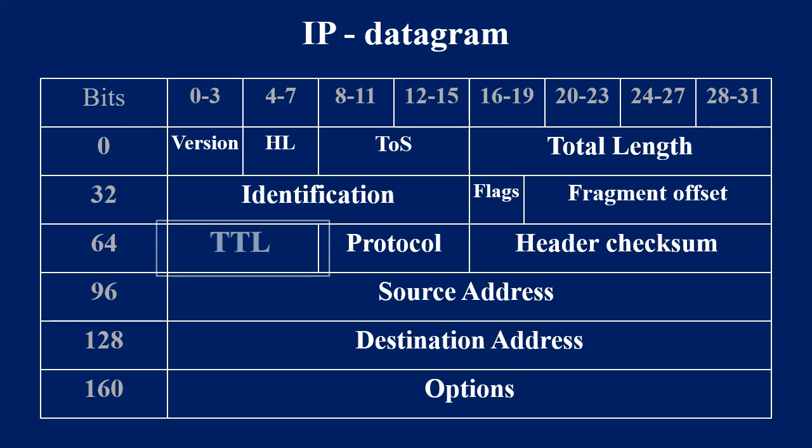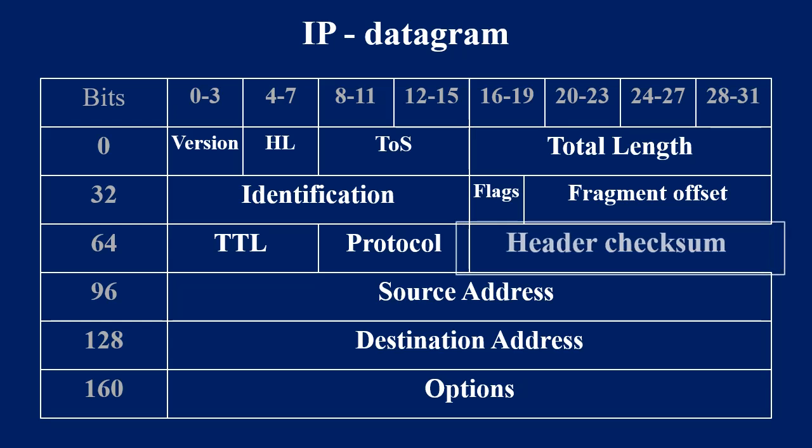The time to live field indicates how long a fragment will exist. At each hop, the datagram's TTL value is decremented by 1. When it reaches 0, the datagram will be discarded. The protocol field indicates what type of protocol is encapsulated within the IP datagram. Some common examples are ICMP, IGMP, TCP, and UDP. Header checksum allows IP to detect corrupted headers and discard them.